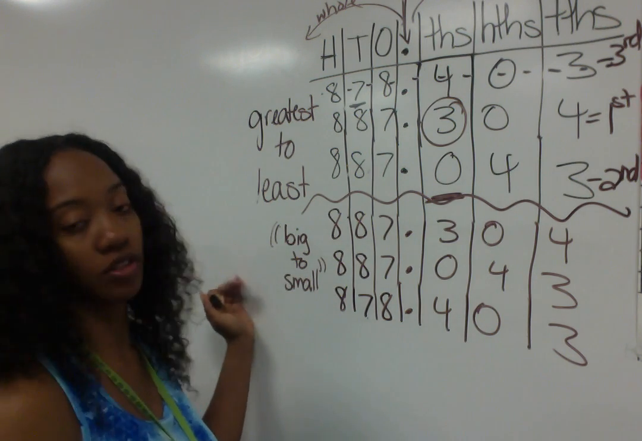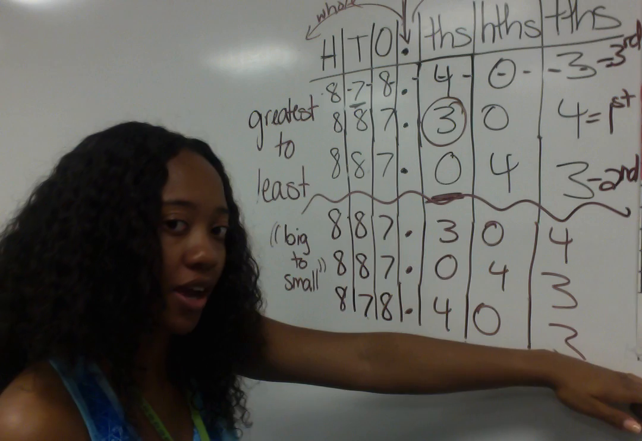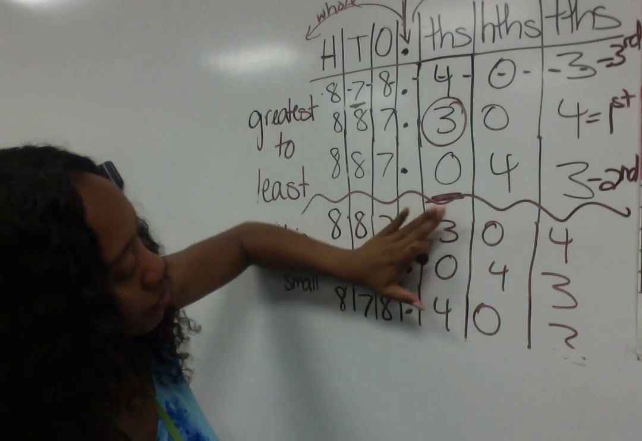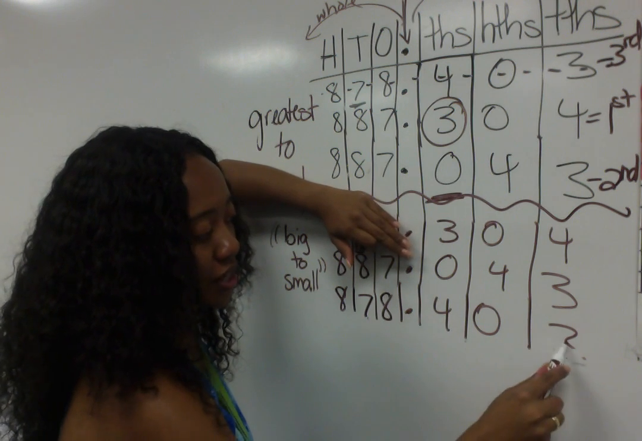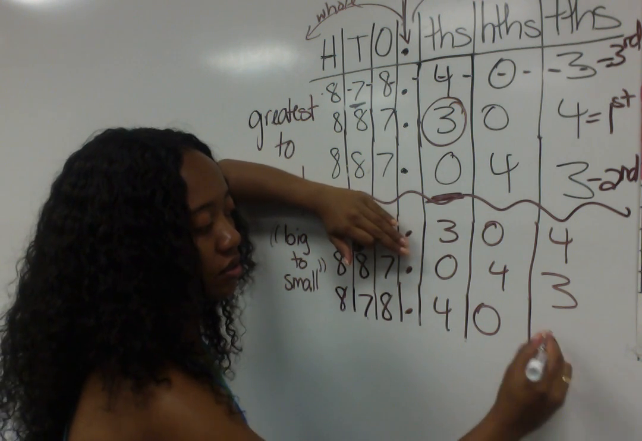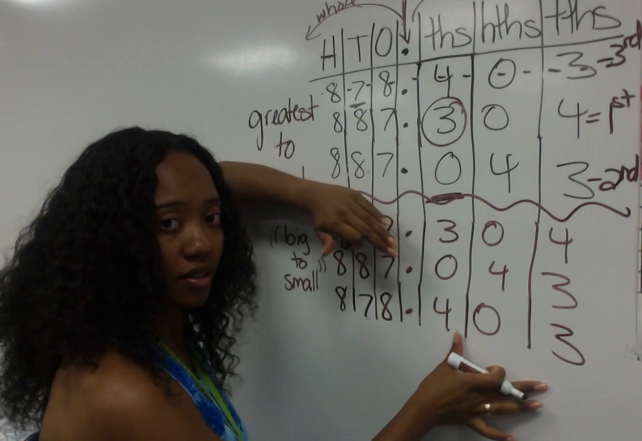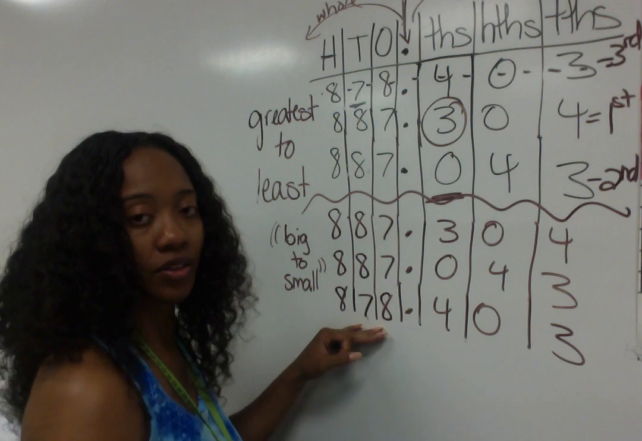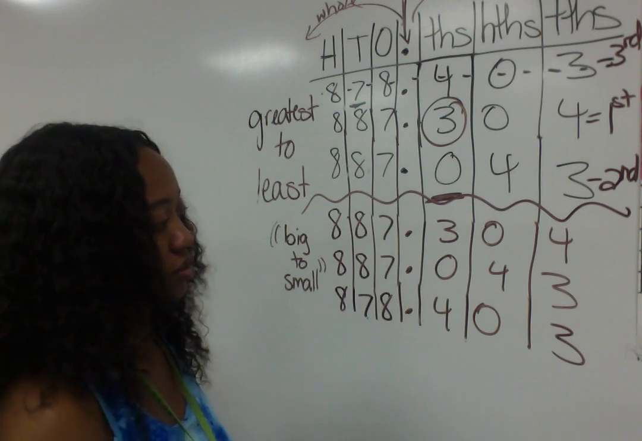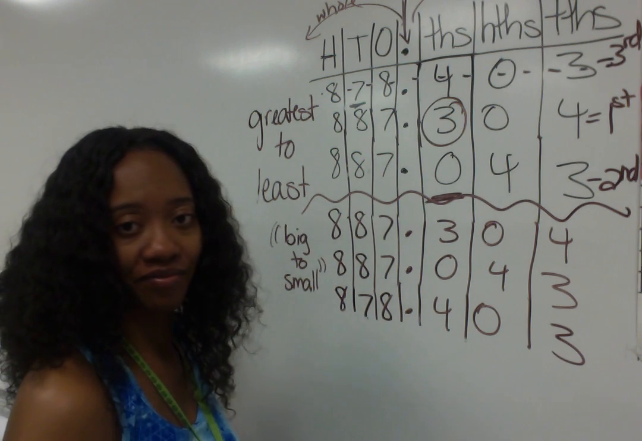Again, look why you start to the left and work your way to the right. Because if I look just right here, my brain sees 403 as the greatest. But what was the problem with that? Its whole number place value is smaller than 887. So be very careful with that.